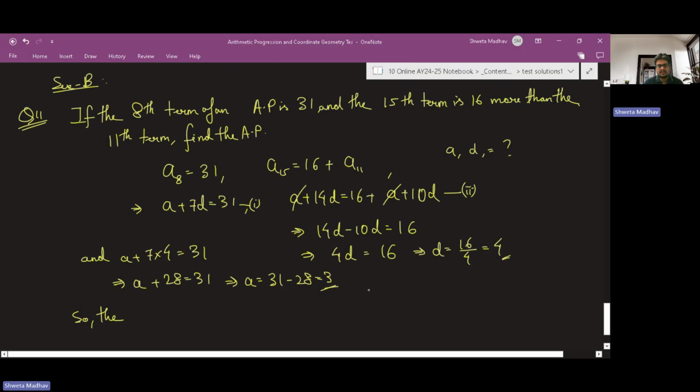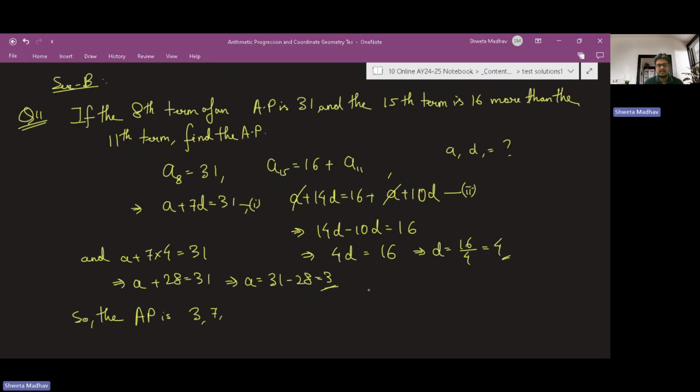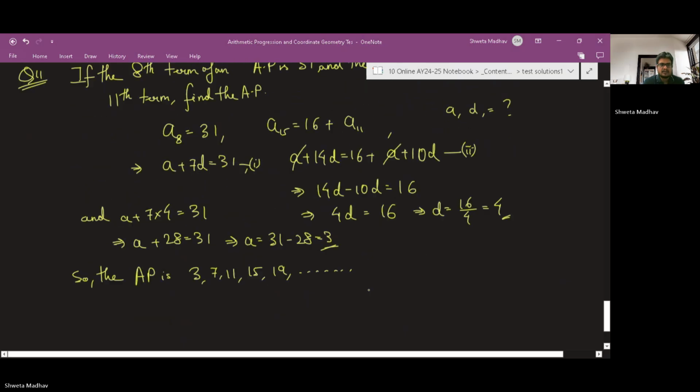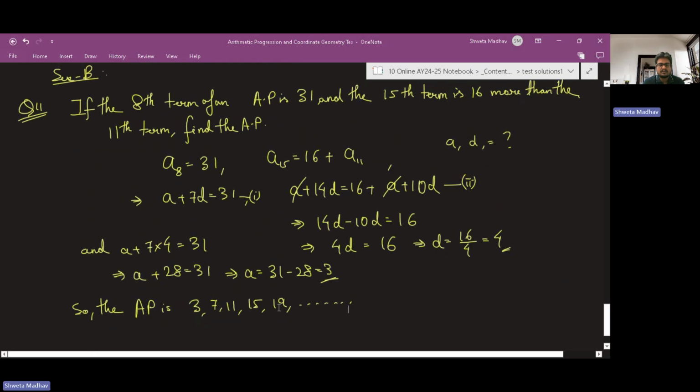So therefore I can say the AP is 3, then 7, then 11, then 15, then 19, and so on. So these are some of the terms of this AP.